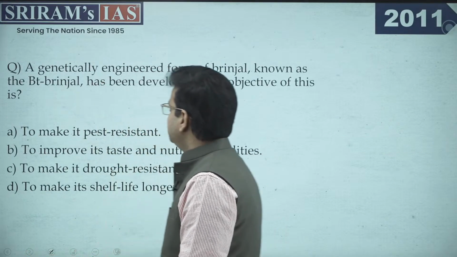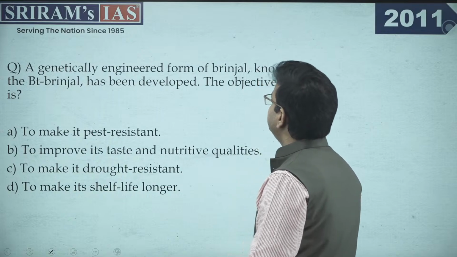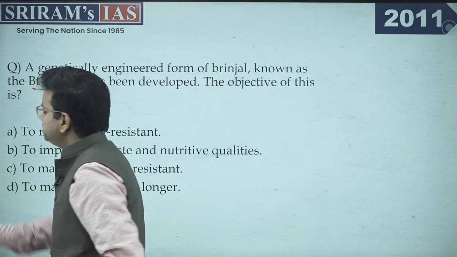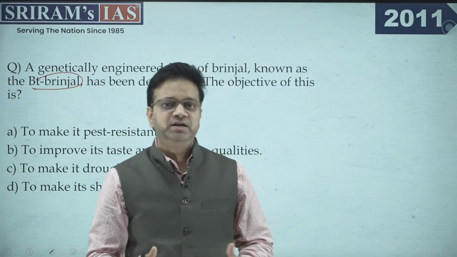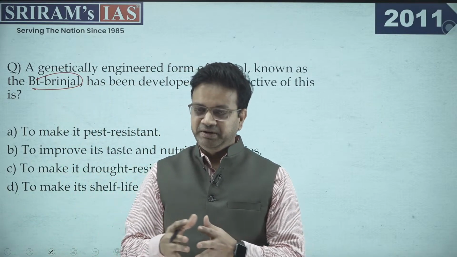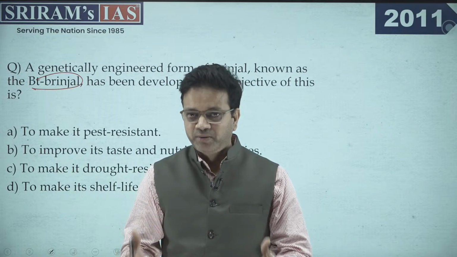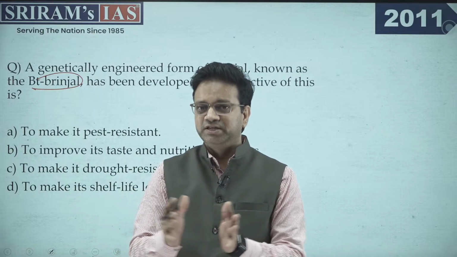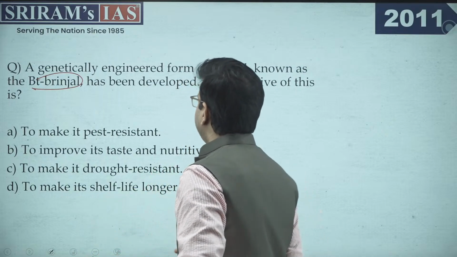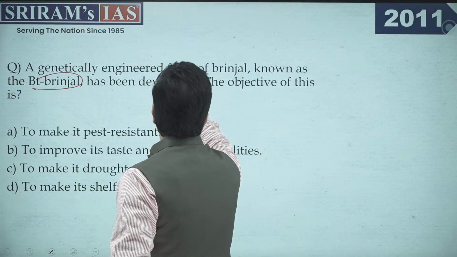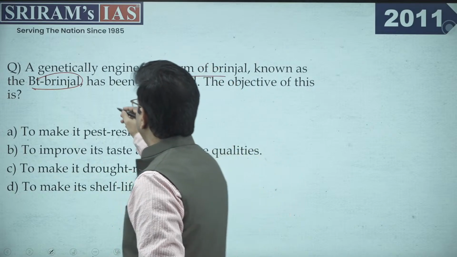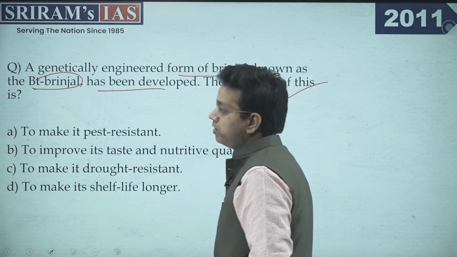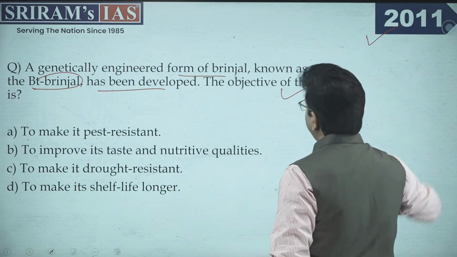Now moving ahead with the other question: genetically engineered from the brinjal, known as BT brinjal. You see, the question has been asked on BT brinjal, the part of BT cotton, the part of GM crops. So UPSC has been asking questions in the civil services examination with regards to all of these crops. The brinjal, also known as BT brinjal, has been developed with an objective of, what was the core objective? This was again asked in 2011.